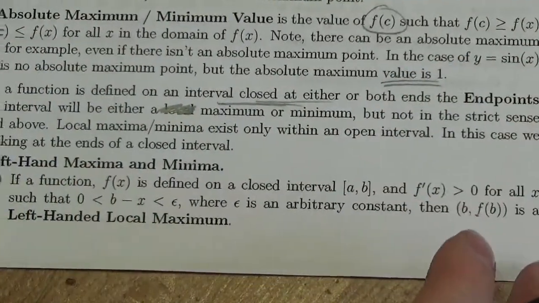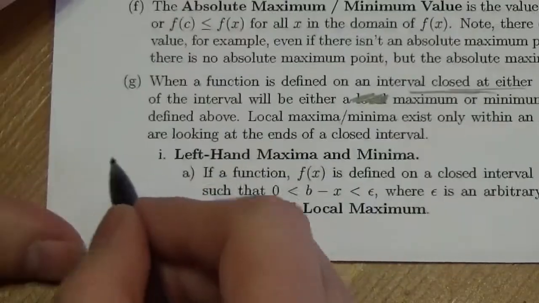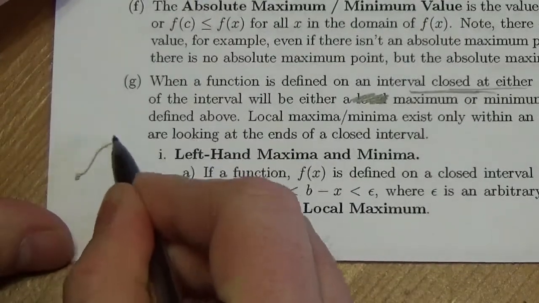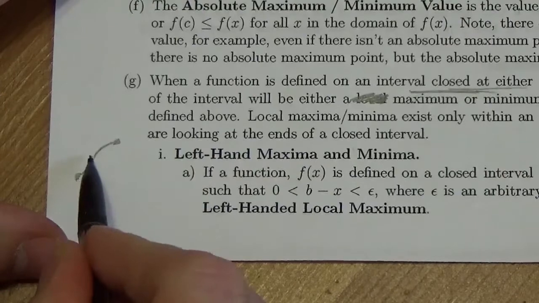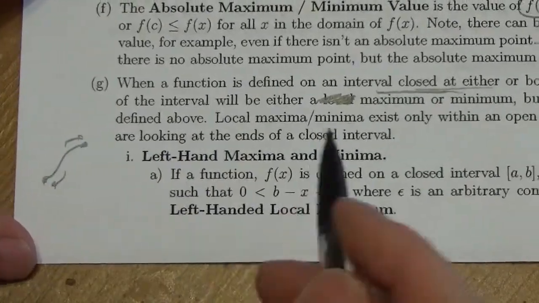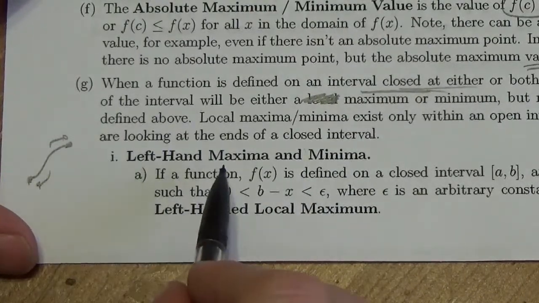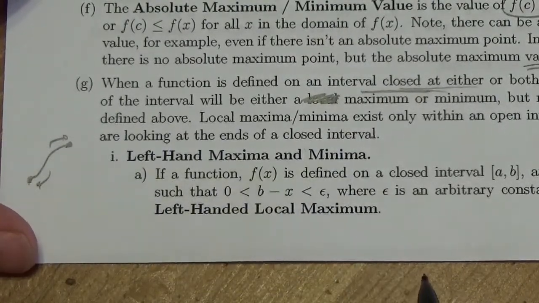But if you're talking about an endpoint, you cannot approach the endpoint from both sides. There's going to be one side that you can't. I can only approach this point from the right. I can only approach this endpoint from the left. So this is what leaves us with these definitions here. I've got to have left-hand maxima and minima.